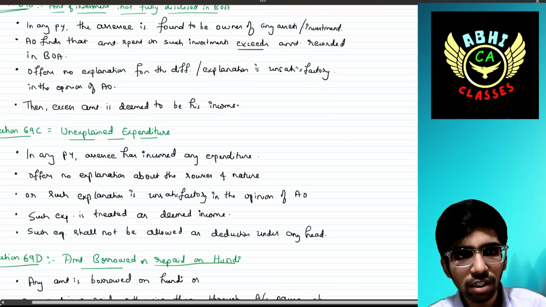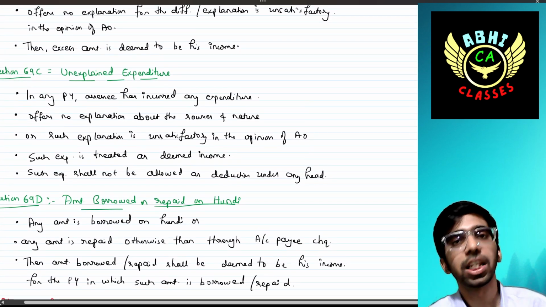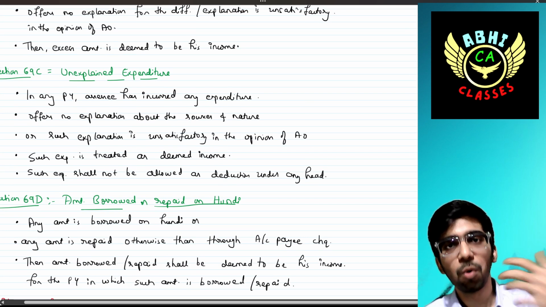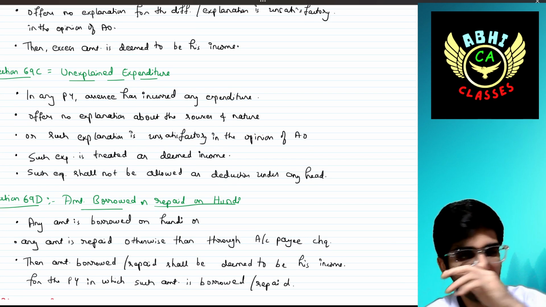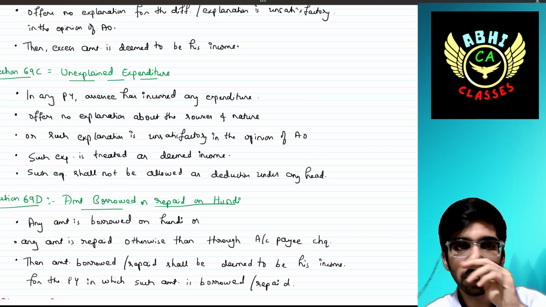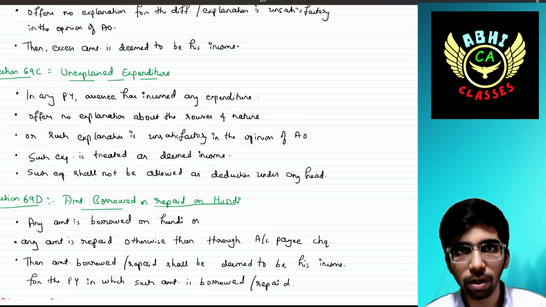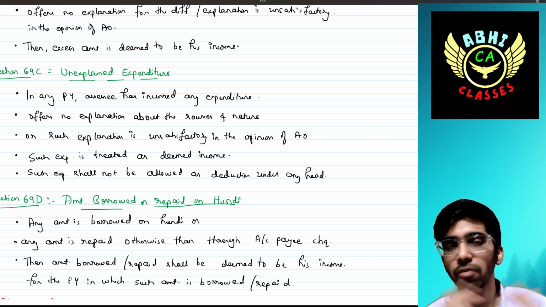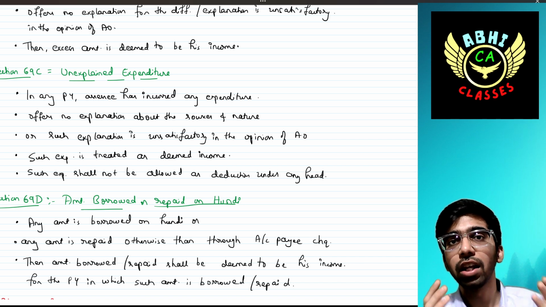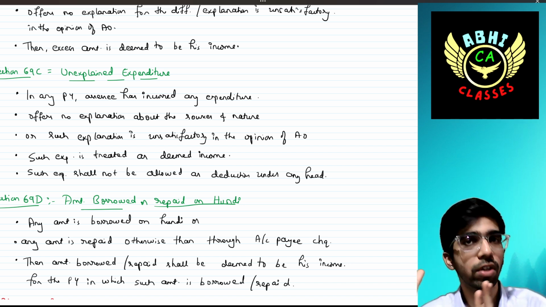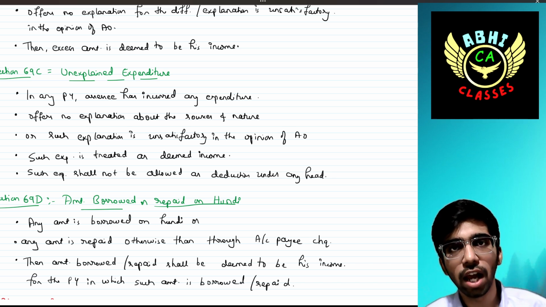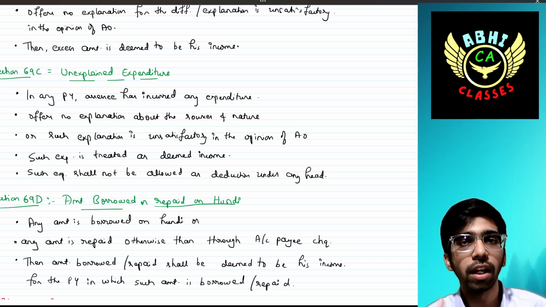Okay. Section 69C, unexplained expenditures. If I have shown an expenditure through a bogus bill by bogus or dummy parties, for which I have no explanation of whose name it is, GST is also not there, and it is unsatisfactory in the opinion of the assessing officer, then that also needs to be considered as an income of mine. That's it.